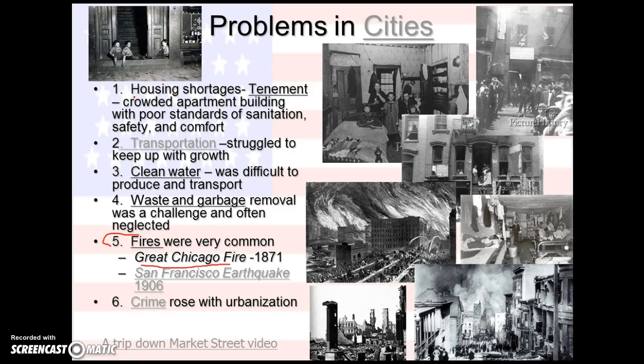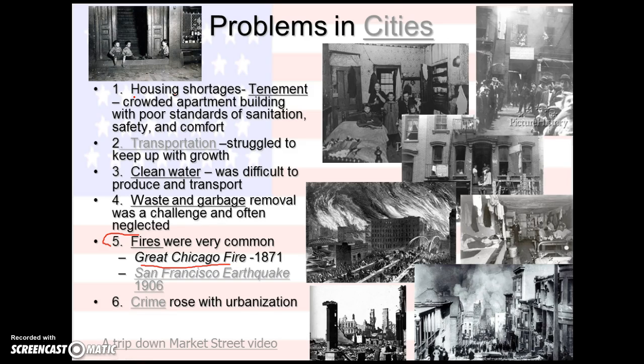Transportation, there really was no transportation. And clean water, obviously there's no clean water. It was difficult to produce, and it's difficult to transport into these really overcrowded areas. There's no waste and garbage removal, and if there was, it was very rare, and a lot of people would just dump their garbage in the street. There's also really no standards or codes for these overcrowded living spaces, and there's many fires. One specific one would be the Great Chicago Fire in 1871.